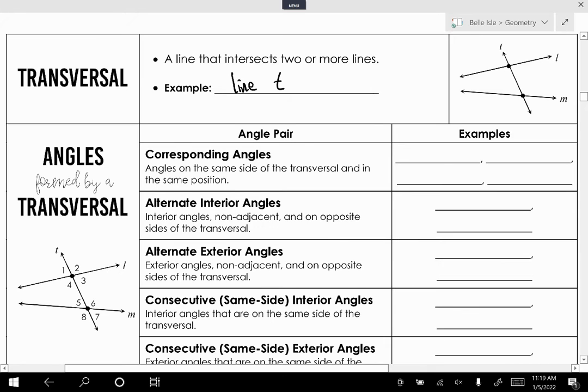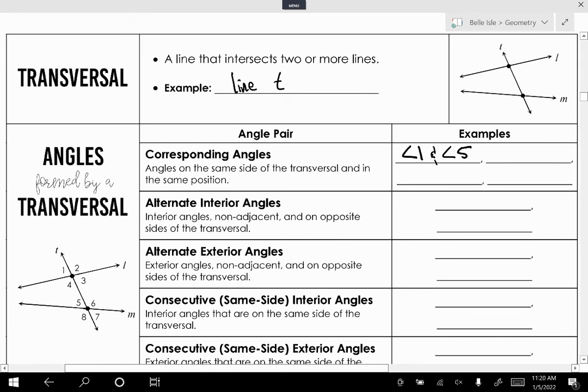First we're going to look at corresponding angles. These are angles on the same side of the transversal and in the same position. So let me show you what I mean. If we look at angle 1, the corresponding angle for angle 1 would be angle 5. They are on the same side and in the same position of the intersection. Those would be considered corresponding angles.